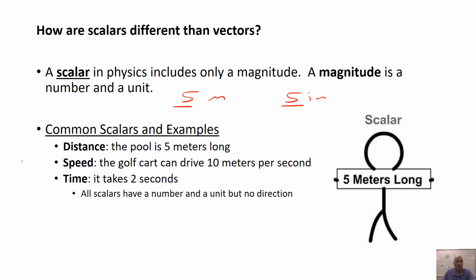Common scalars you're going to see are distance. The pool is 5 meters long. It has no direction. So the key here is no direction. That might be one of the more decisive things right here is what it doesn't have. No direction. 5 meters long, no direction to it. Speed, the golf cart can drive 10 meters per second, but I'm not actually driving it right now, and I'm not going one direction or another. Time's never going to be a vector. It takes 2 seconds. You can't put a direction on that.